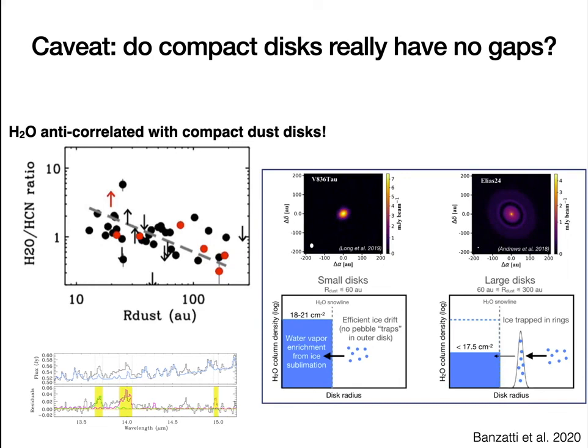There are compact disks where the icy pebbles have drifted all the way inside the water snowline, where the water is evaporated. However, in the disks that are extended, that contain pressure bumps, these icy pebbles are trapped in rings outside the water snowline, and therefore the amount of water vapor will be lower. So even if we don't have the exact measurements of these compact dust disks, this anti-correlation is encouraging for the idea that compact disks really are compact and do not contain any large-scale gaps.